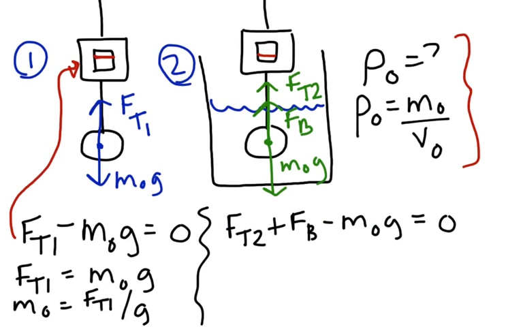Now in case 2, the force of tension for the second case upward plus the upward buoyant force minus the weight of the object is equal to 0. Rewriting this equation, I can say the force of tension from the second case plus m sub f g, that's the equation for buoyant force, minus the force of tension in the first case is equal to 0.